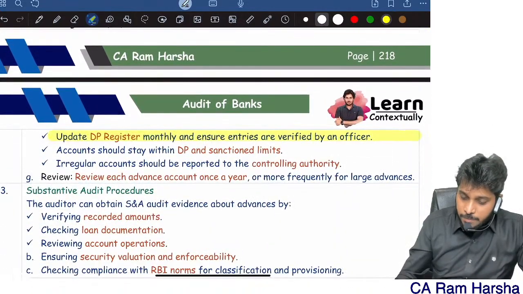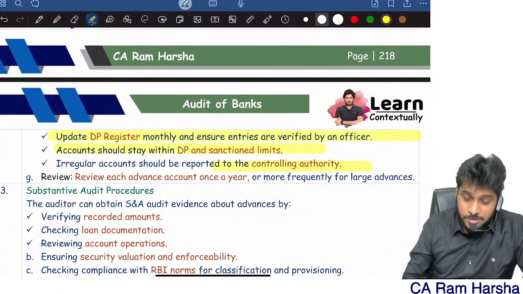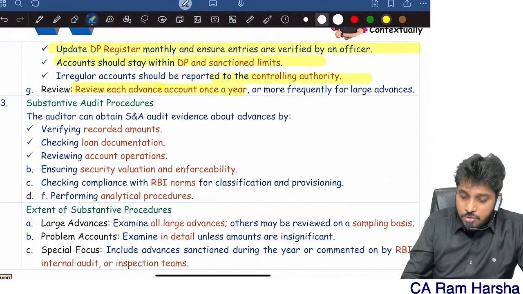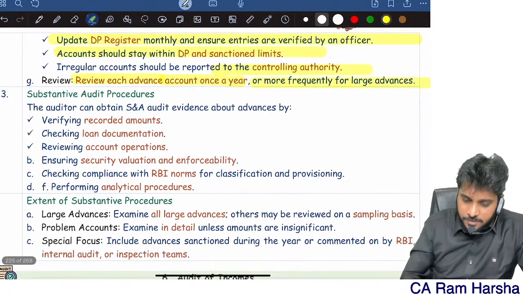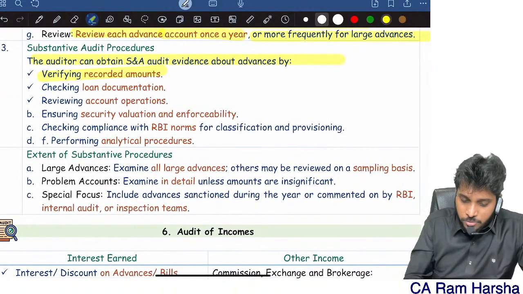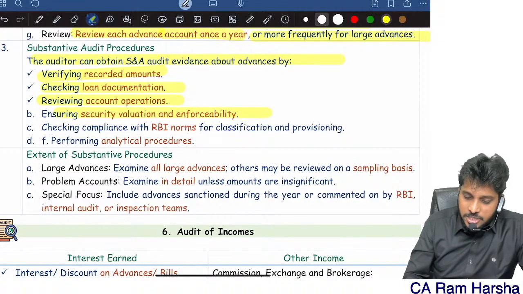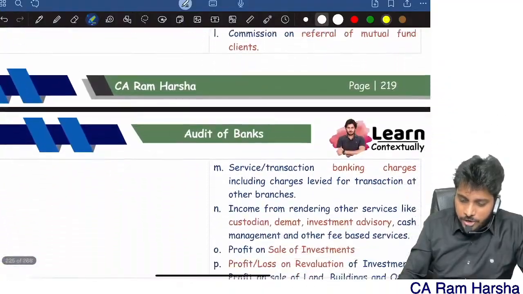See that the drawing power register is updated on a monthly basis. Accounts should stay within the drawing power. Irregular accounts shall be reported to controlling authorities. Review each advance account once in a year or more frequently in case of large advances. Substantive procedures: the auditor can obtain sufficient appropriate evidence by verifying recorded loan amount, checking loan documentation, reviewing account operation, ensuring security valuation, all that.